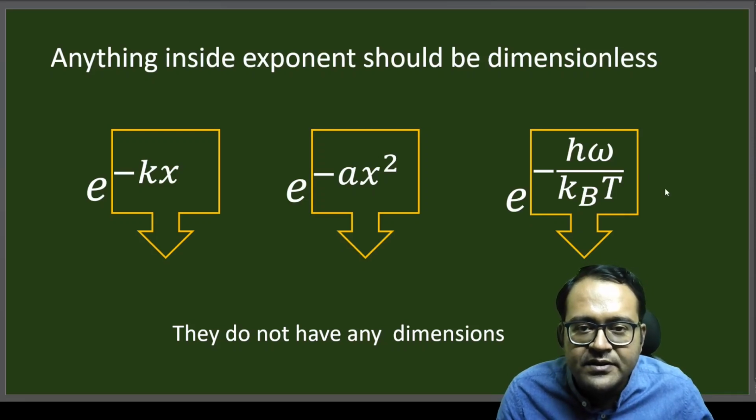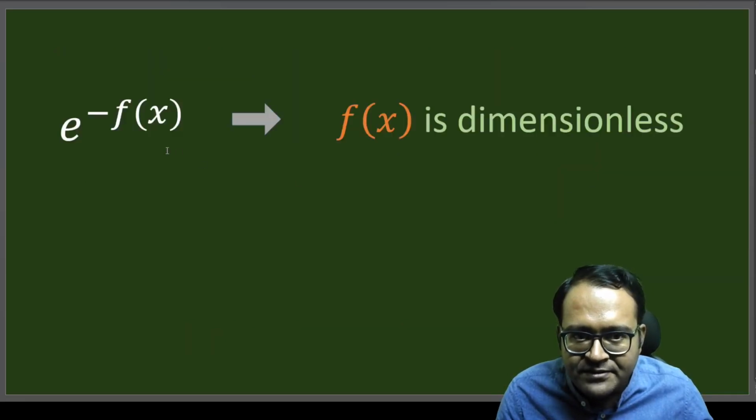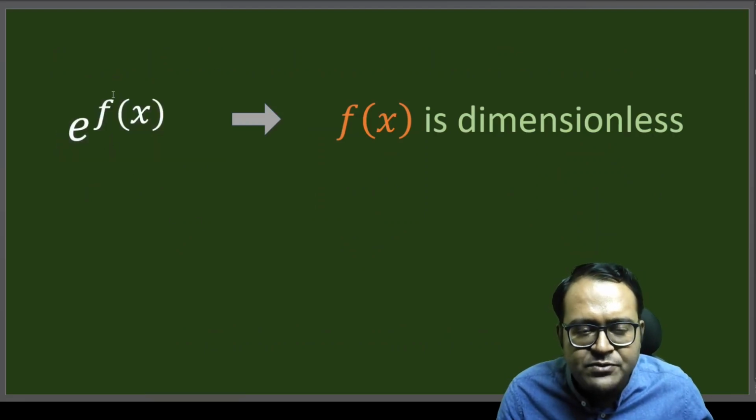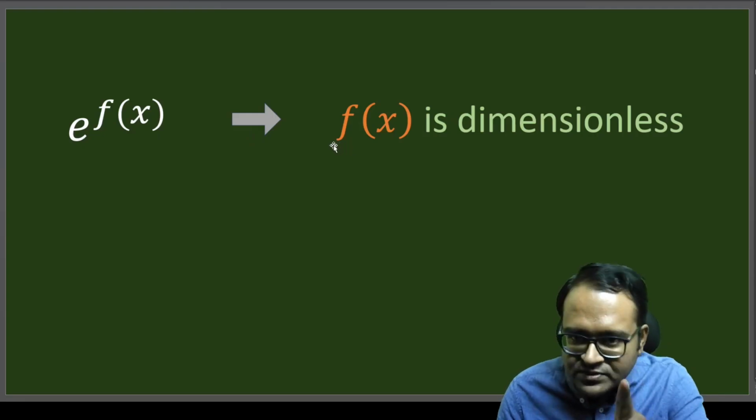So okay, let's form a general rule: if you have e to the power of any function, e to the power f(x), that immediately tells you that f(x) should be dimensionless. Work it out, think it out why.